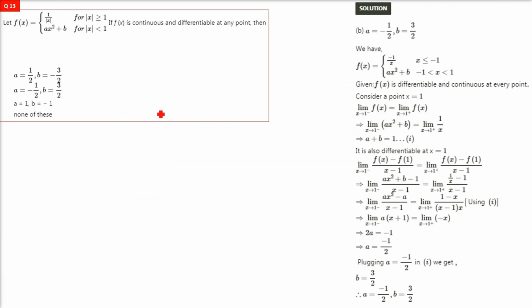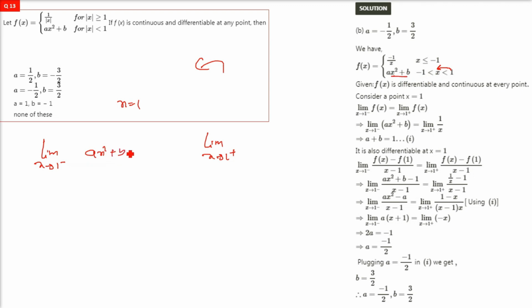Now it is easy to solve. Now it is easy to go on with this discussion under our belt. So limit x tends to 1 minus, limit x tends to 1 plus. We are going to check at 1 because it is already said that the function is continuous and differentiable. So when you are on the left of 1, just a bit left of 1, you have to use ax square plus b.